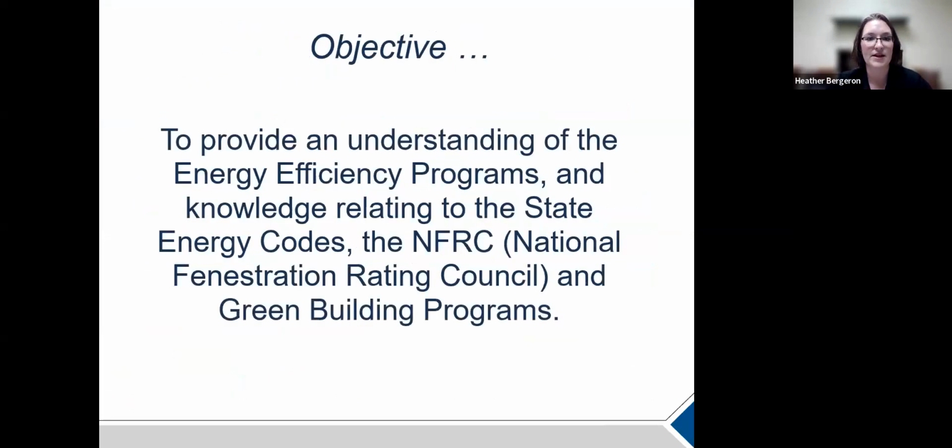And the objective here is to provide an understanding of the energy efficiency programs and the knowledge relating to the state energy codes and NFRC, which is the National Fenestration Rating Council, and green building programs.